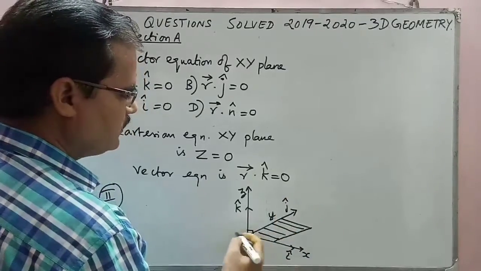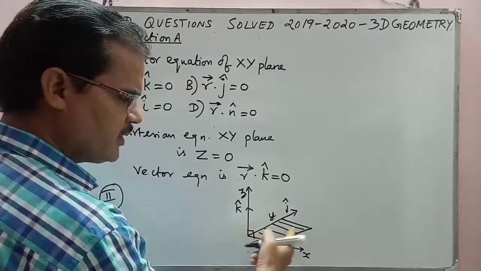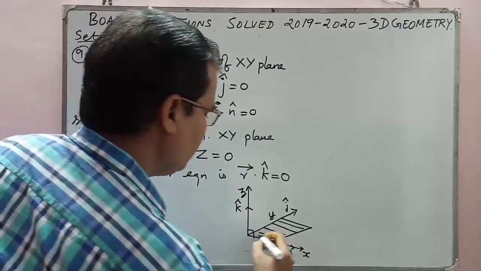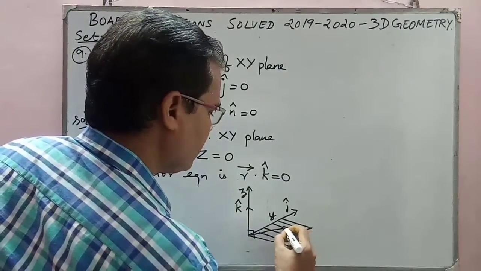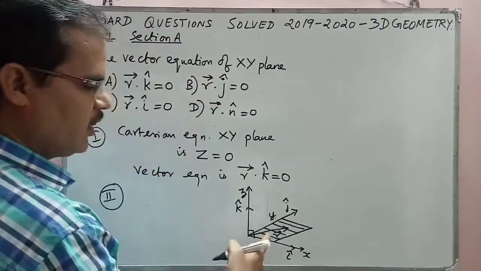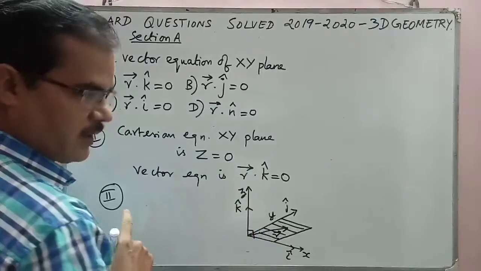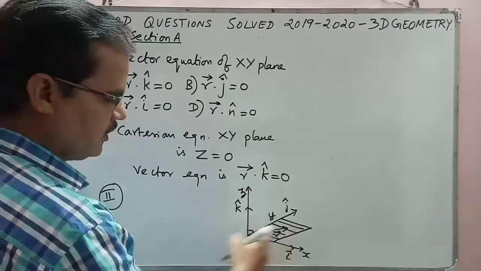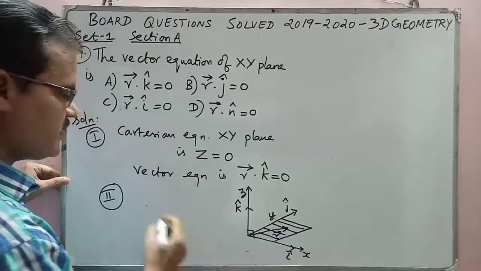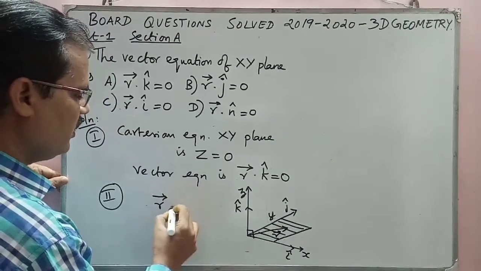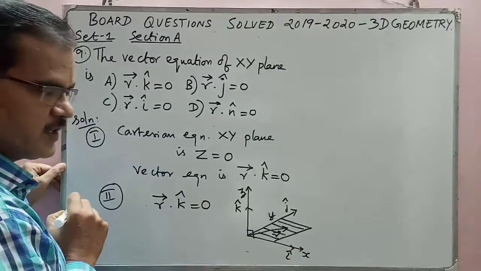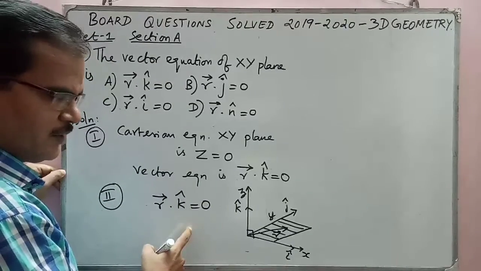Right. Now any vector on this plane will be perpendicular to k cap. So let me draw a vector r in this plane. Now r vector dot k vector. We know that when vectors are perpendicular, the scalar product is 0. So r vector dot k cap will be equal to 0. Okay, children, this is my second way.